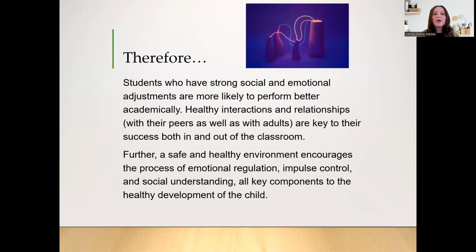Therefore, students who have strong social and emotional adjustments are more likely to perform better academically. Healthy interactions and relationships with their peers as well as with adults are key to their success both in and out of the classroom. Further, a safe and healthy environment encourages the process of emotional regulation, impulse control, and social understanding, all key components to the healthy development of the child.